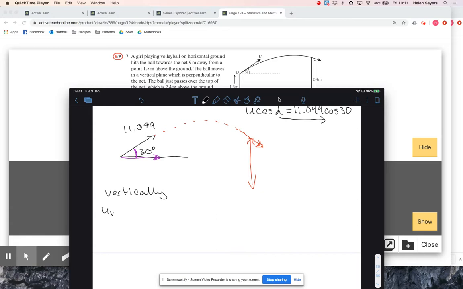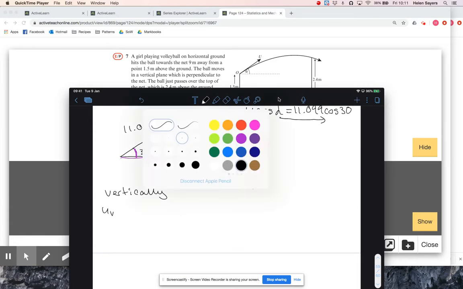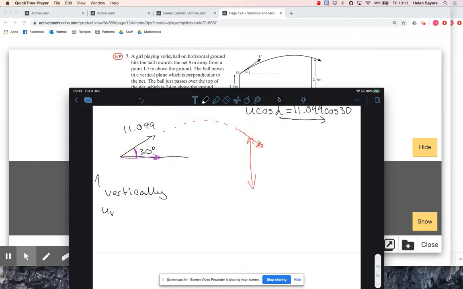So the initial vertical velocity, I'm going to take up as positive. So that component of the velocity is opposite the 30-degree angle. So that's capital U sine 30, which we can now say is 11.099. So I meant to put U sine alpha, which is 11.099 sine 30.